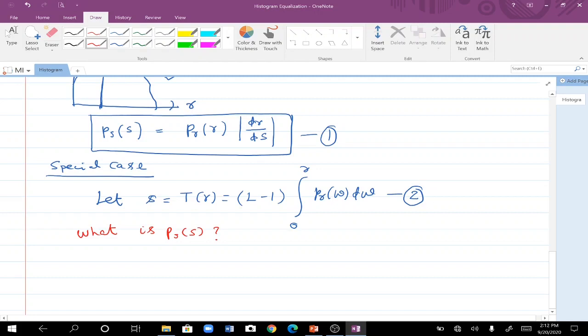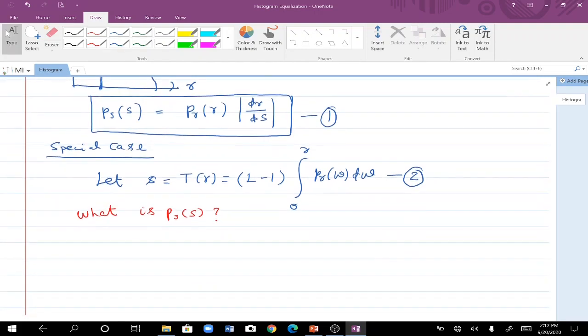This is what we are going to answer now. How do we get that? We know, for example, PR of R. So if we know dr by ds, you could get ds of S here. So how could you get that? Let's say there is a variable S we have defined. So let's take the derivative of this with respect to R.